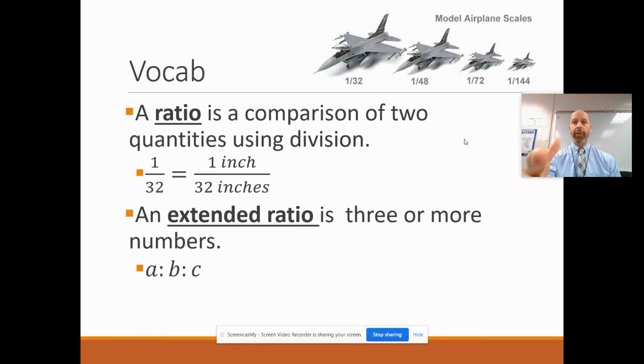So for example, this first model jet fighter is 1/32. That means 1 to 32. In other words, 1 inch is equivalent to 32 inches in the actual airplane. So if something on the model measured 1 inch, then in the actual aircraft, that would be 32 inches. There's also something called an extended ratio, and that's when you're comparing three or more numbers. An example of that might be A is to B is to C. And we'll see an example of that here in a few slides.